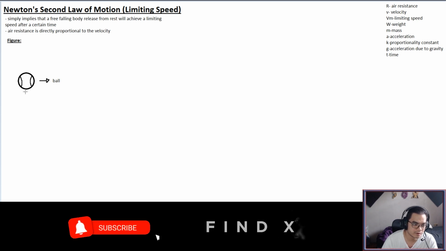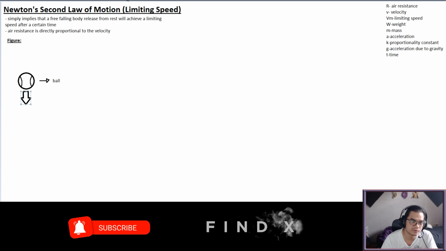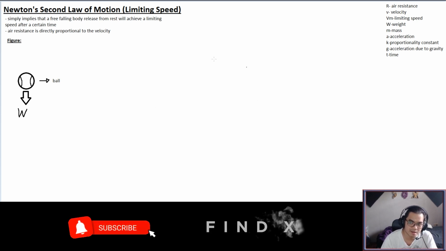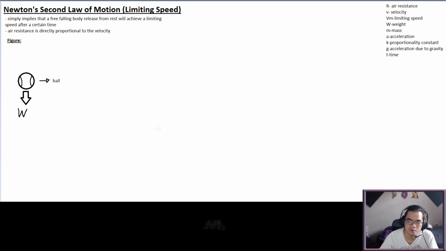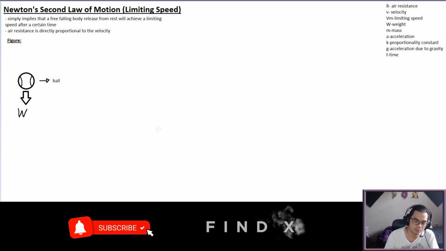Going down, we have the force of the weight, which is the weight of the ball. Therefore, you'll have here your W, right? Remember that unlike in physics, where we always neglect the air resistance, here we have to consider the air resistance. While the ball is going down, the air resistance, from the word itself, resists. It opposes the motion of the ball. Therefore, if the ball is going down, the air resistance must be going up.